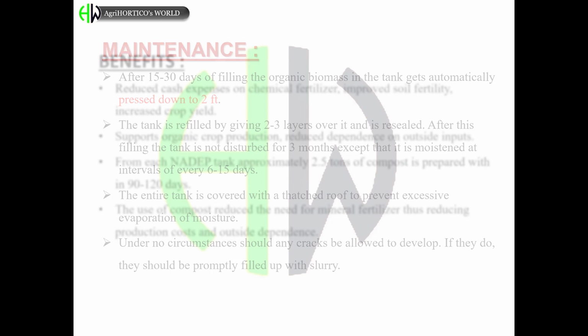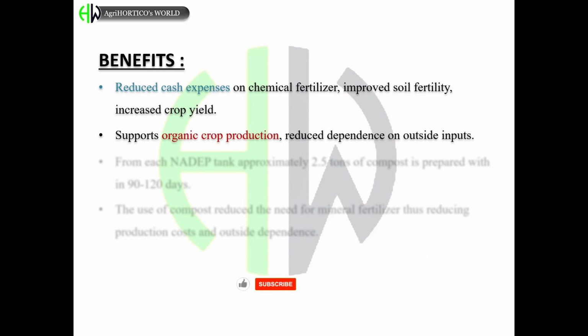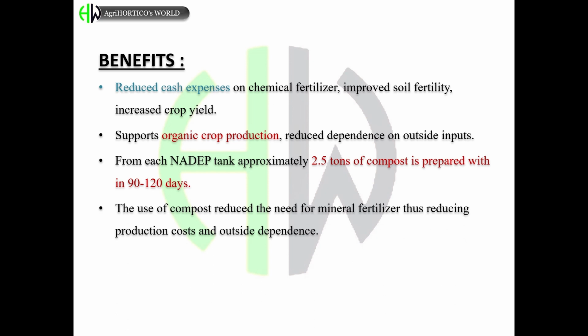Lastly, the benefits of compost. Benefits: reduced cash expenses on chemical fertilizer, improved soil fertility, increased crop yield. Supports organic crop production, reduced dependence on outside inputs. From each Nadef tank, approximately 2.5 tons of compost is prepared within 90 to 120 days. The use of compost reduces the need for mineral fertilizer, thus reducing production costs and outside dependence.